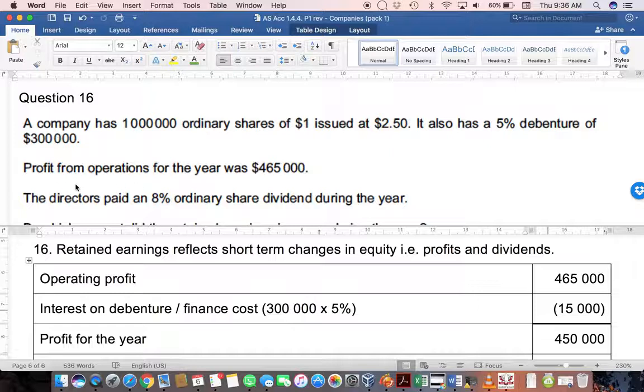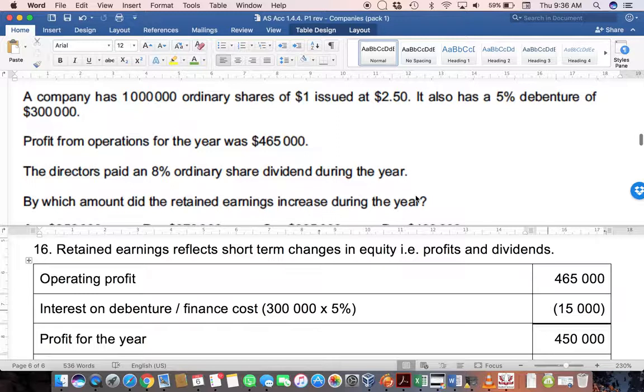Profit from operations for the year was $465,000. Remember, profit from operations is before finance costs, so you would also need to take this interest on the debenture into account thereafter in order to get profit for the year. The directors paid an 8% ordinary share dividend during the year, and obviously share dividends would then be paid out of the profits for the year. And the question asks, by what amount did the retained earnings increase? So we need to actually use all of this information here.